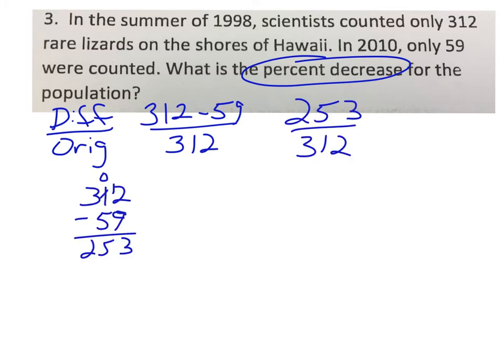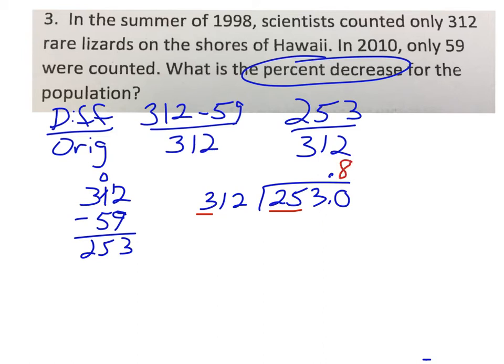Then you get the subtraction, which is 253 over 312, and then you would divide. Okay, let's take our time and go through this division part because I know that's where we struggle the most. All right, so I'm going to look at the 300s into the 2500s. I know 3 goes into 25 8 times, so let's use that as a guide.